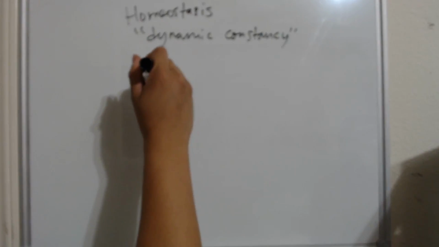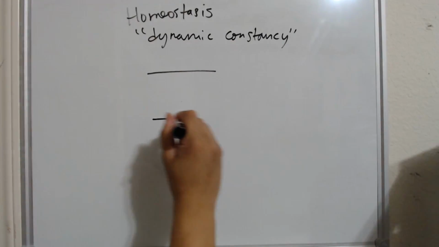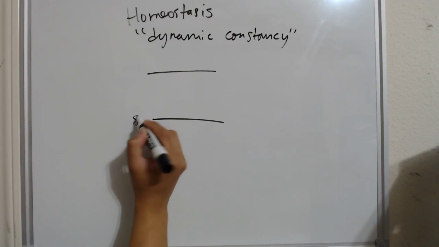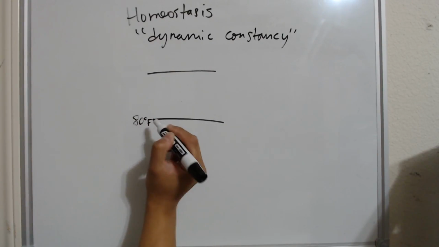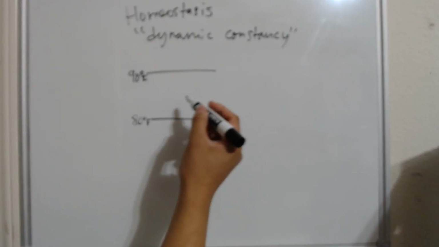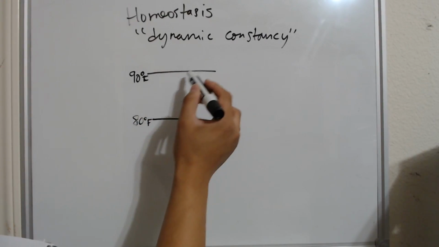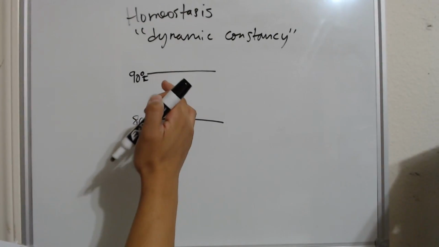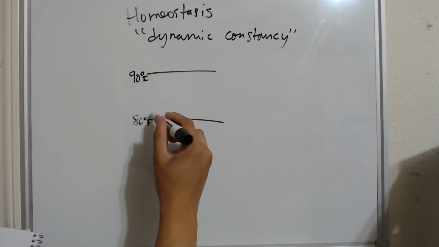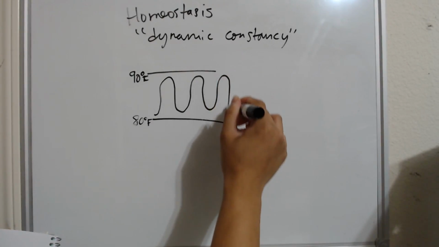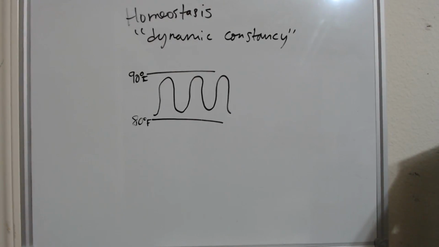The example we use in class to have a set point, so there's two set points, let's say we use temperature. So there's two set points, and the constancy is staying within the set points. But being dynamic is because it's always changing between these two temperatures. That's homeostasis.